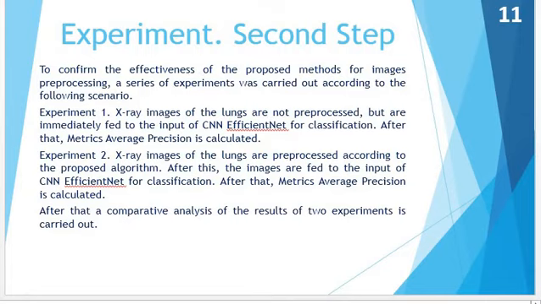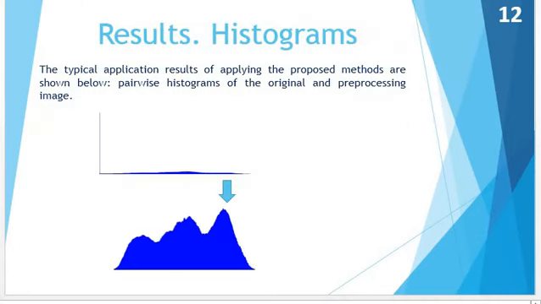The second experiment. X-ray images of the lungs are preprocessed according to the proposed algorithms. After this, the images are fed to the input of the CNN EfficientNet for classification. After that, the metric average precision is calculated. After that, a comparative analysis of the results of two experiments is carried out. The typical results of applying the proposed methods are shown below, pairwise histograms of the original and preprocessed images.